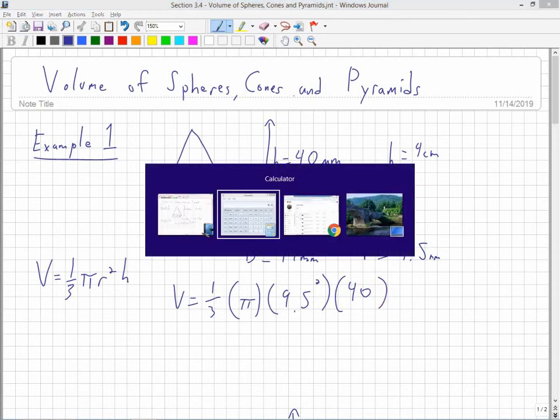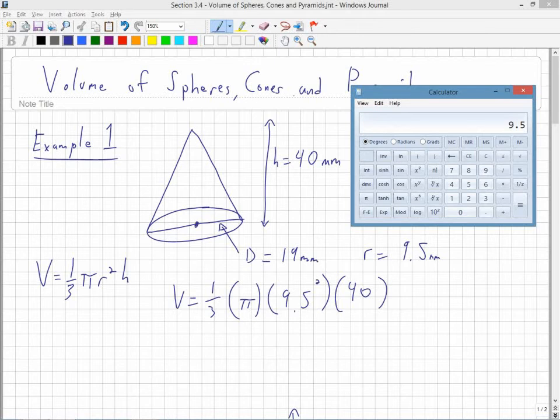Then it's just a matter of going through my calculator, doing order of operations. So I do 9.5 squared first, then multiply by 40, then multiply by pi. The multiplication you can kind of do in any order. And then multiplying by 1/3 is the same as dividing by 3. We could multiply by 1/3 or just simply divide by 3. And I get 3780.38.